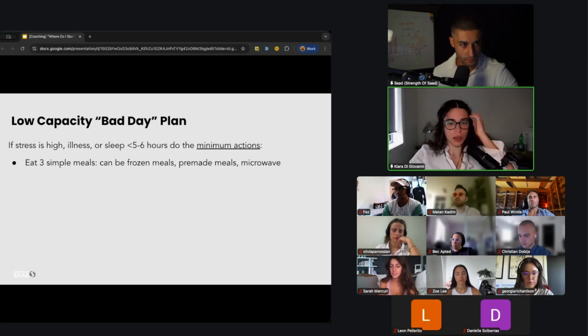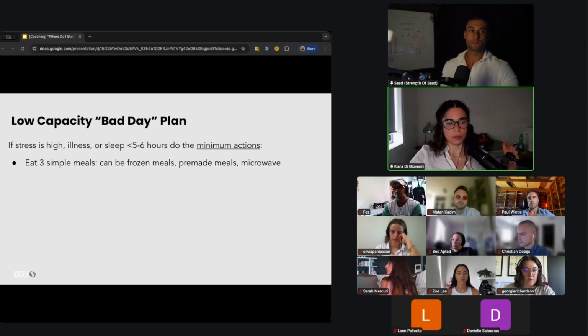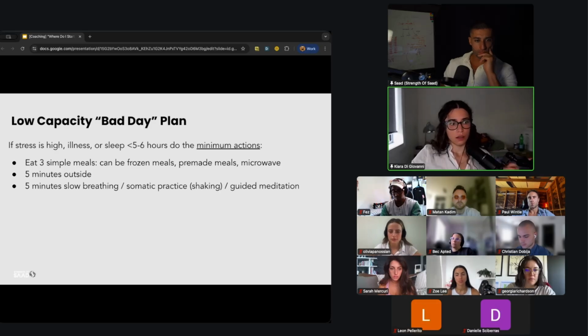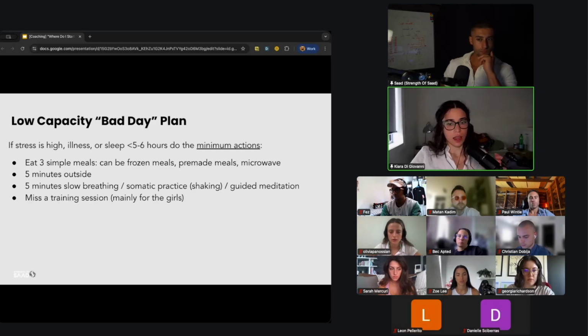It can be a frozen meal that they've pre-made, a microwave meal, or worst case, a healthier takeaway. But they still need to have those meals. Five minutes outside, ideally grounded. Five minutes of breathing or a meditation or a somatic practice. Having the option and the permission, hey, you can skip a training session.